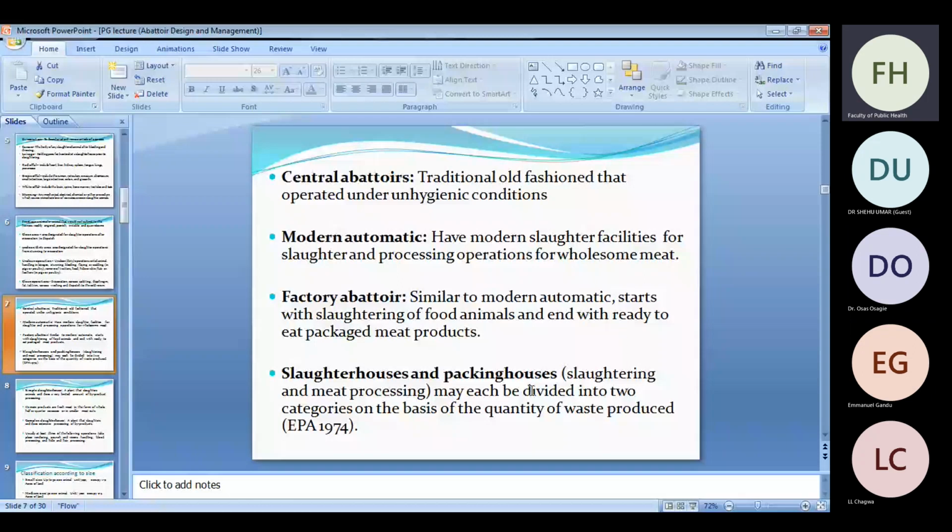Okay. So we now group the abattoirs. We can call an abattoir a central abattoir. These are normally the traditional ones we have in our areas, and most of the activities there are done unhygienically compared to a modern automatic abattoir. Is it the central abattoir or the modern abattoir?